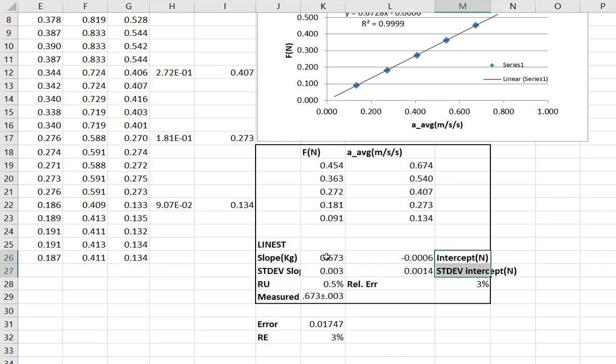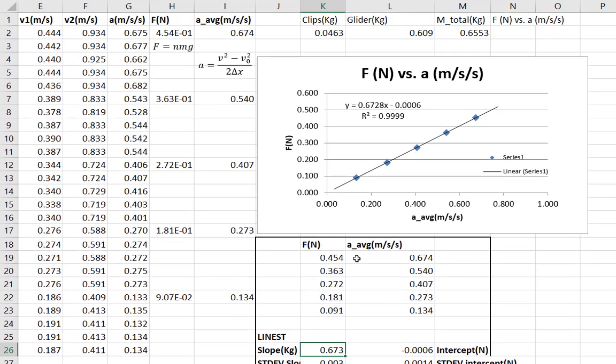So that is the slope, standard deviation of slope, intercept, standard deviation of intercept. And if you look at the slope, it is supposed to be force over acceleration, which is in the unit of mass, right? Force F equals mass times acceleration, ma. So force over acceleration is mass. So that apparently is the total mass of the system, 673 grams. And if you go back up and look at how much mass I had, in actuality I didn't have 673, so there was a little difference.